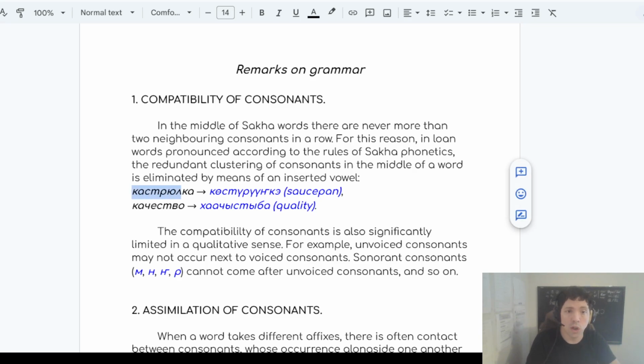So, kastriuka, which means saucepan, I guess. I had to look it up. In Sakha would be kustrunke. You see how it sounds really different. Kachiestva will become Hachistaba. So, yeah, that means quality.